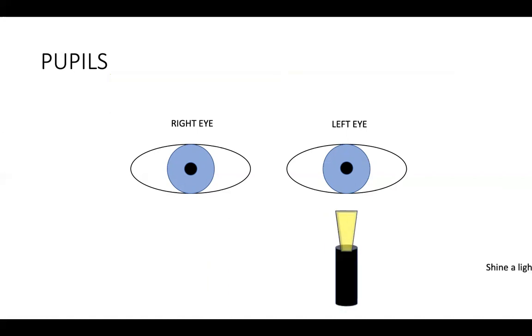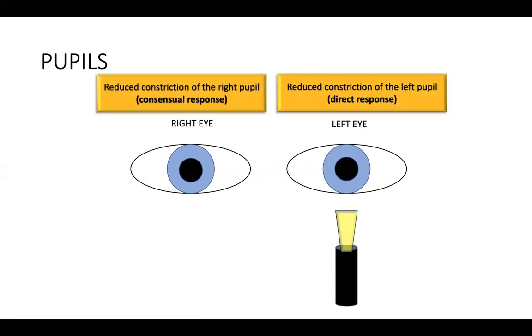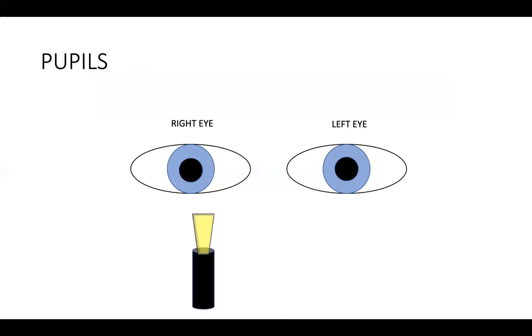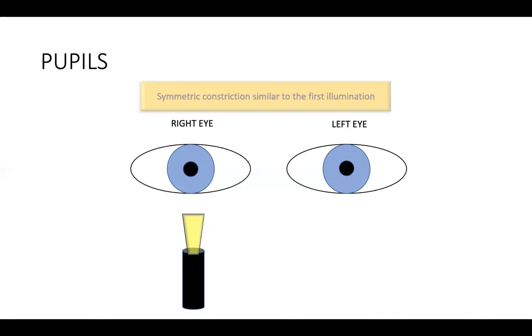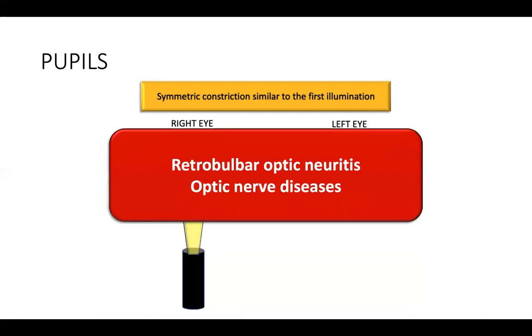Swinging the flashlight over to the damaged left eye causes dilatation of both pupils, not equal to pupil size in a dark room, or it can also be interpreted as reduced constriction of both eyes. Swinging the flashlight back to the healthy right eye would result in symmetric constriction similar to the first illumination. These findings are usually seen in conditions such as retrobulbar optic neuritis and other optic nerve diseases.